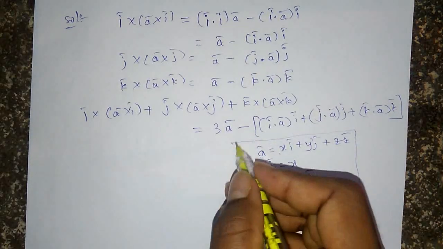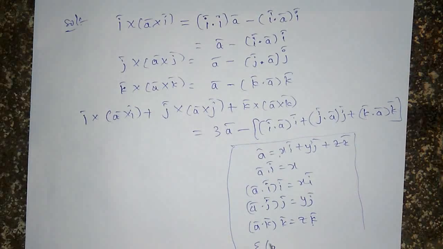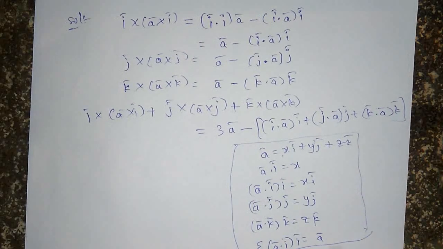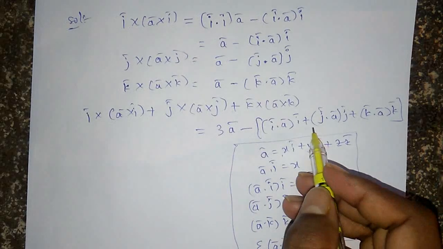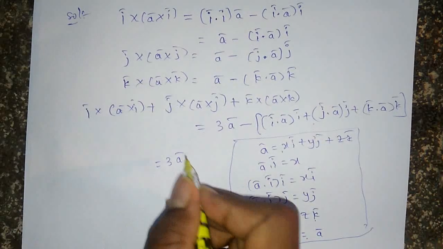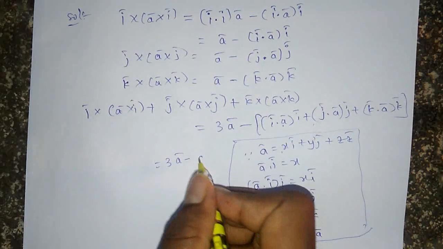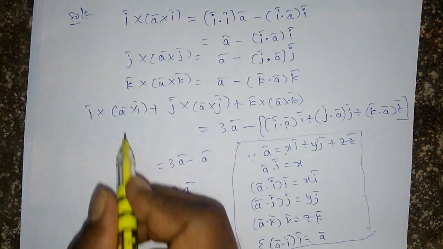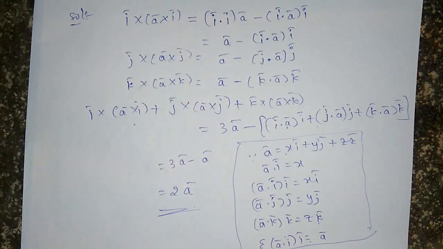That is sigma a bar dot i bar into i bar is equal to again a bar. So I will substitute this value here. So what you will get? 3a bar minus this is a bar, that is equal to 2 into a bar. Our required value is 2a bar.